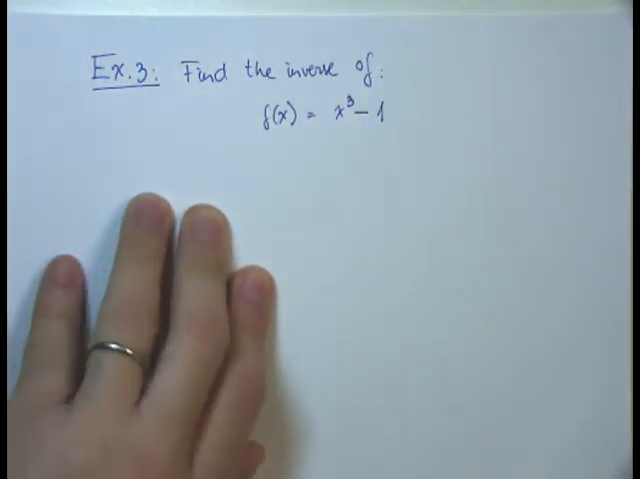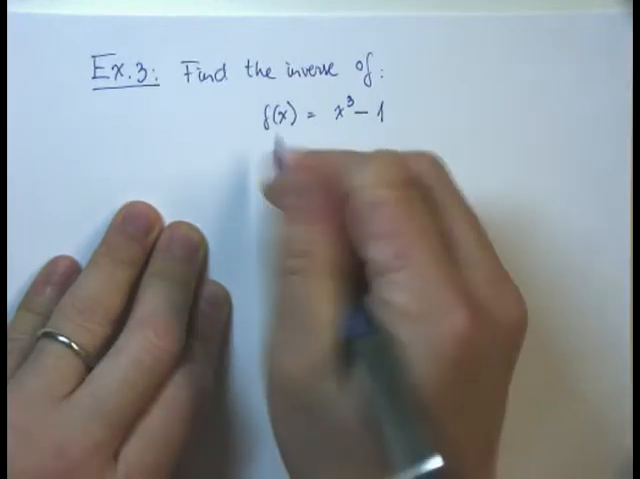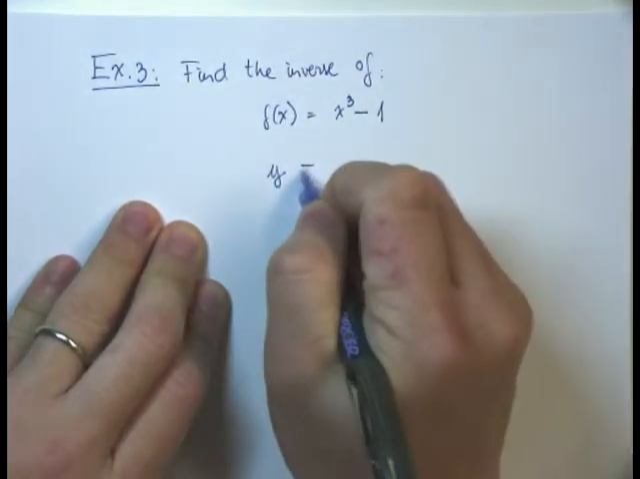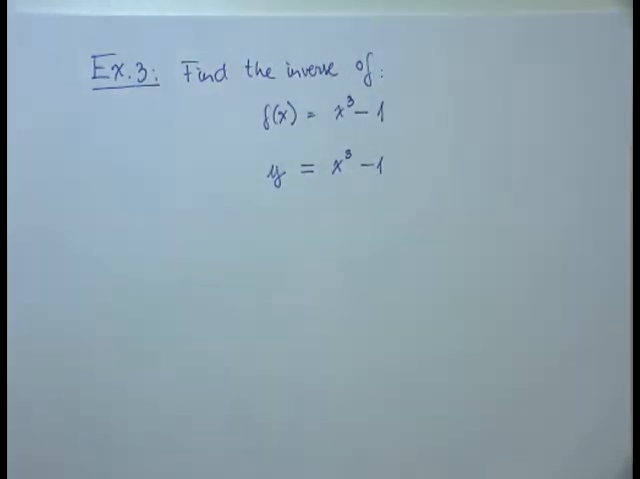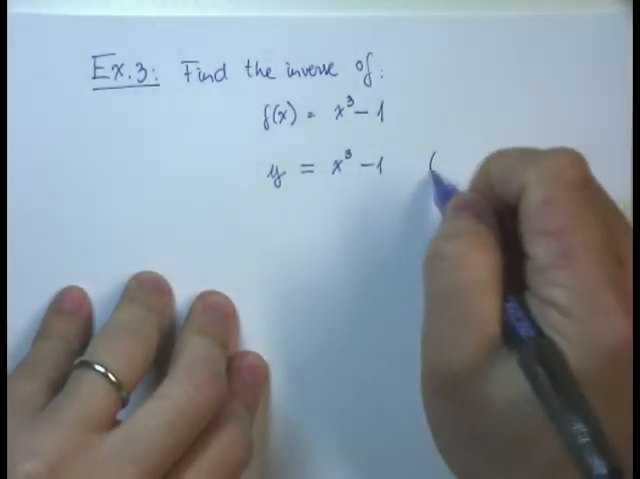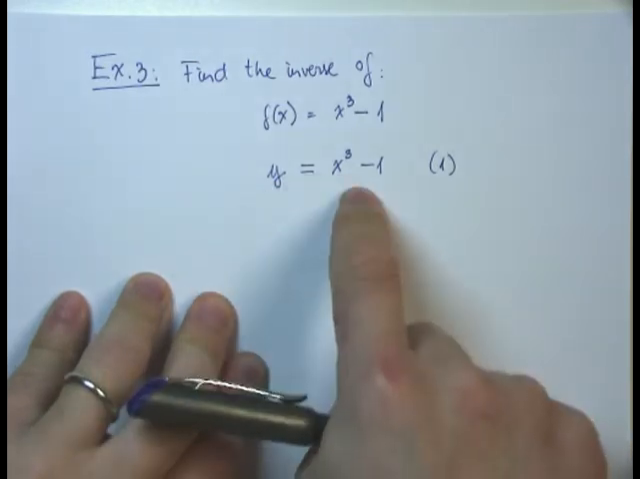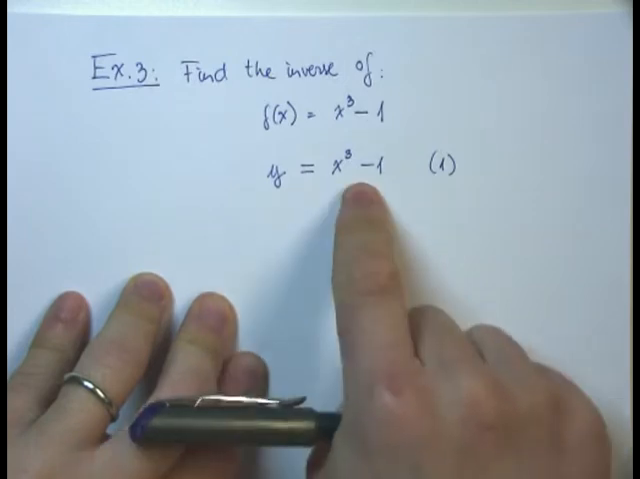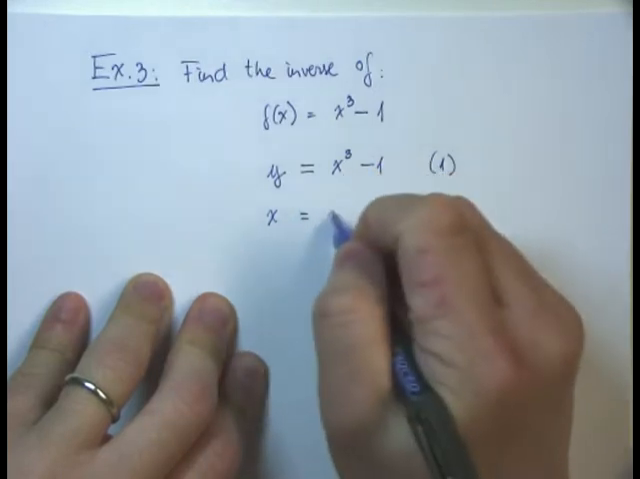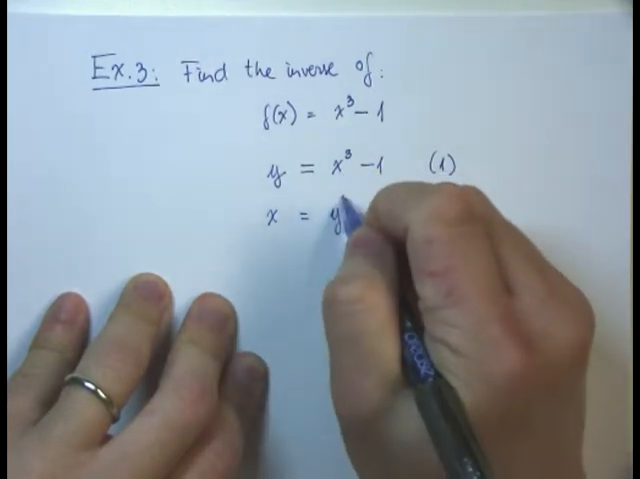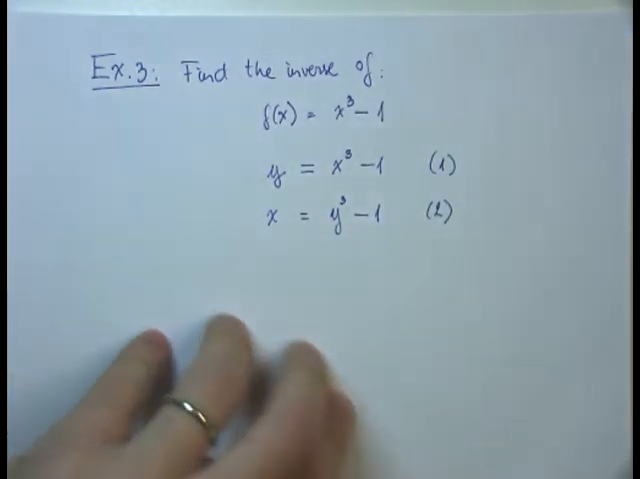In this function, once again, step 1 is to replace the f of x symbol by the y variable. And so my equation would become y equals x cubed minus 1. Step number 2 is going to interchange the variables x and y. So now in my equation, y is going to become x and x is going to become y. So here I have x equals y cubed minus 1. And that is the end of step number 2, where we're interchanging the x and y variables.